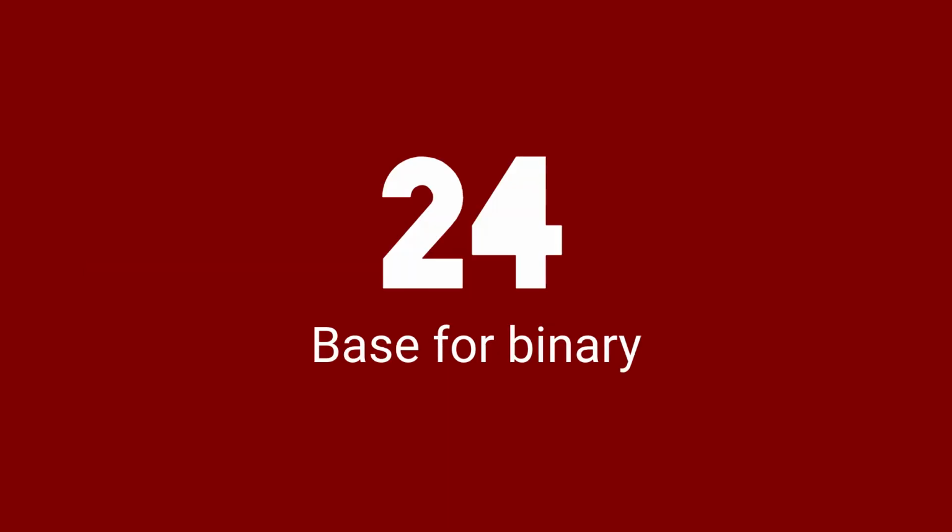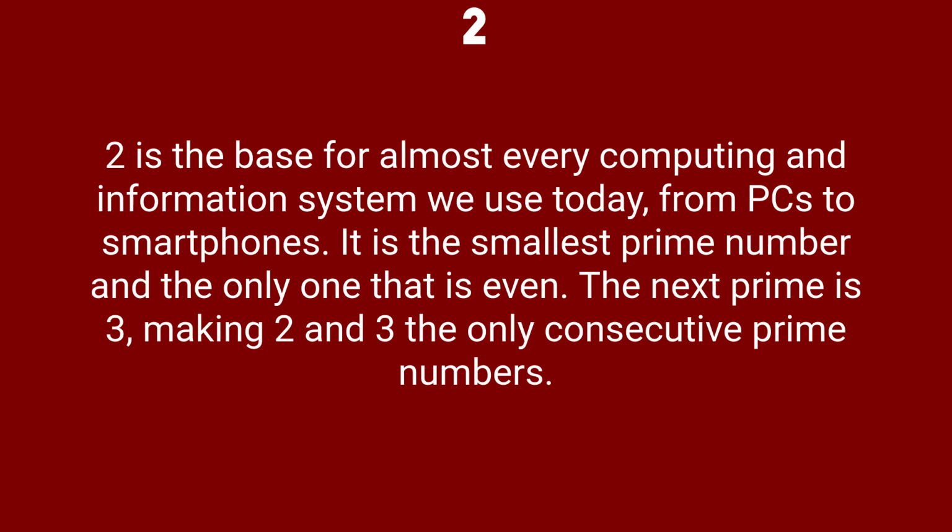Base for binary. 2 is the base for almost every computing and information system we use today, from PCs to smartphones. It is the smallest prime number and the only one that is even. The next prime is 3, making 2 and 3 the only consecutive prime numbers.